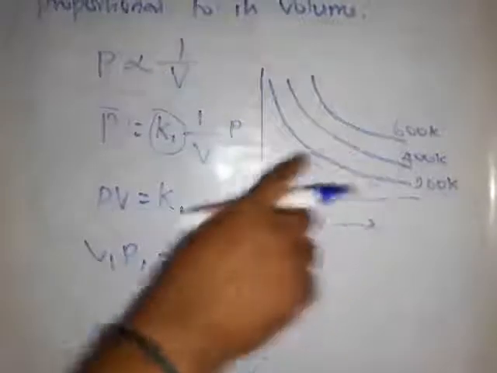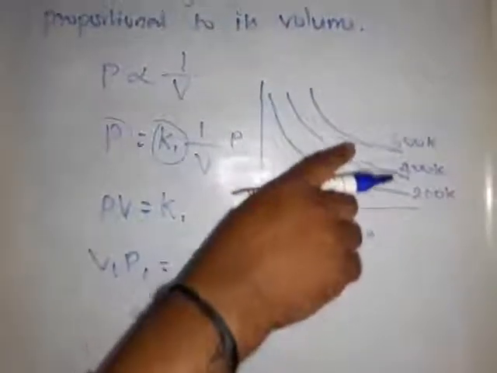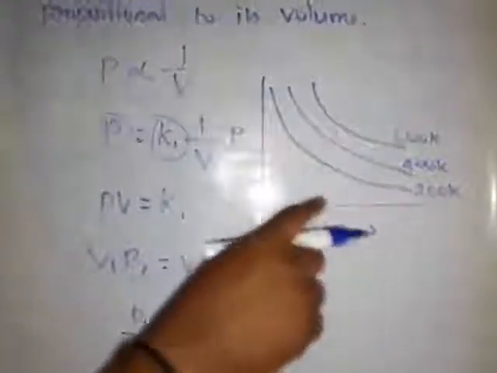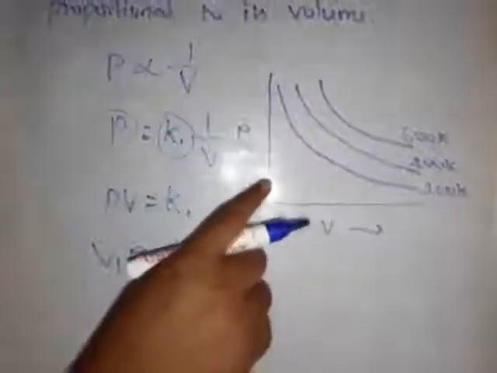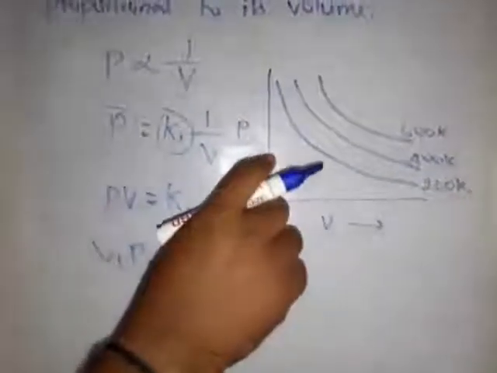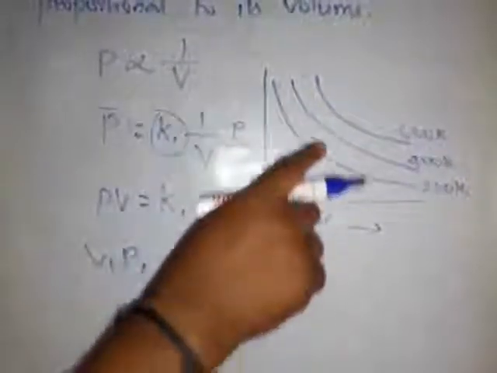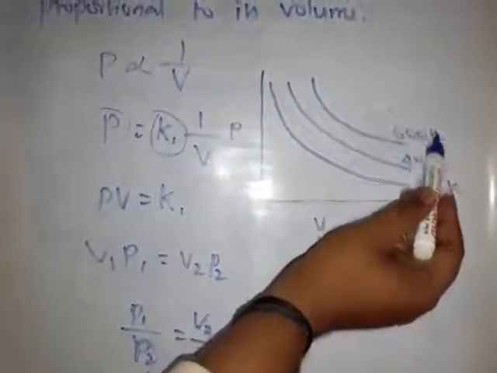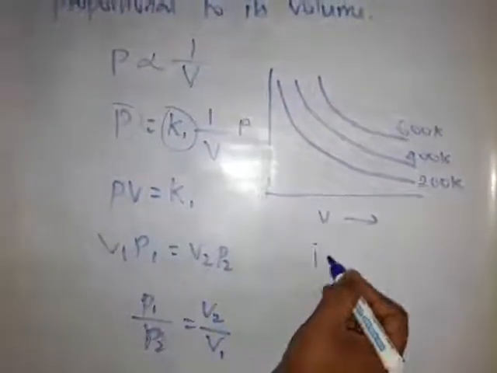So the value of K1 for each curve is different, because for the given mass of the gas it varies only with the temperature. So each curve corresponds to a different constant temperature: 200, 400, 600 Kelvin. This is called an isotherm.